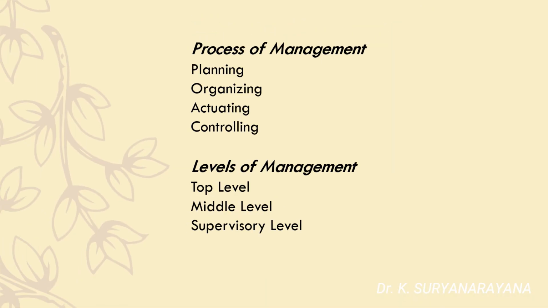Let us discuss the process and levels of management. The management process involves planning, organizing, actuating, and controlling. Coming to planning, planning means designing the things to be performed: how, where, and when they are to be performed, who will perform them, and what outcomes are to be assessed.